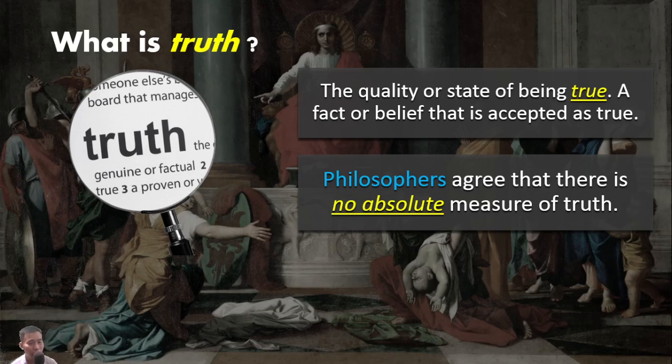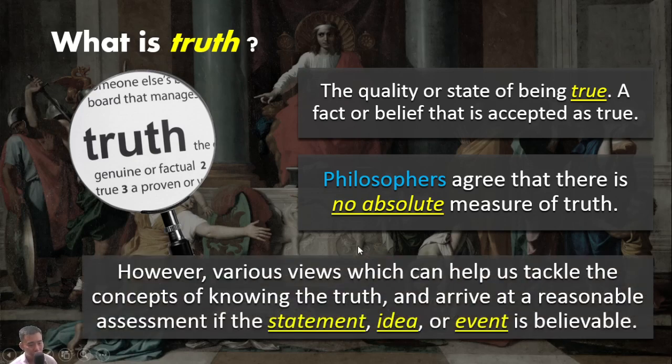Because no one can ever know the truth for certain, but there are some important theories that we need to know in order to be able to know the truth. Okay? So they said, however, various views can help us tackle the concepts of knowing the truth and arrive at a reasonable assessment of whether the statement, idea, or event is believable.